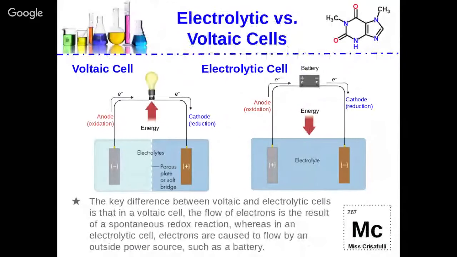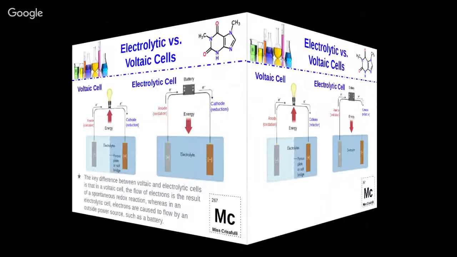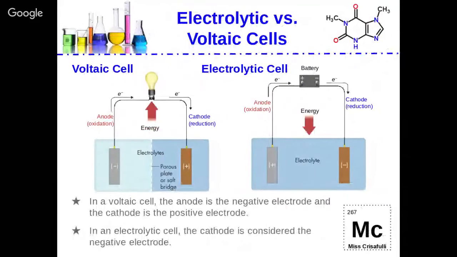The key difference between voltaic and electrolytic cells is that in voltaic cells, the flow of electrons is a result of a spontaneous redox reaction, whereas in an electrolytic cell, electrons are caused to flow by an outside power source, such as a battery. In voltaic cells, the anode is the negative electrode and the cathode is the positive electrode. And in an electrolytic cell, the cathode is considered to be the negative electrode.